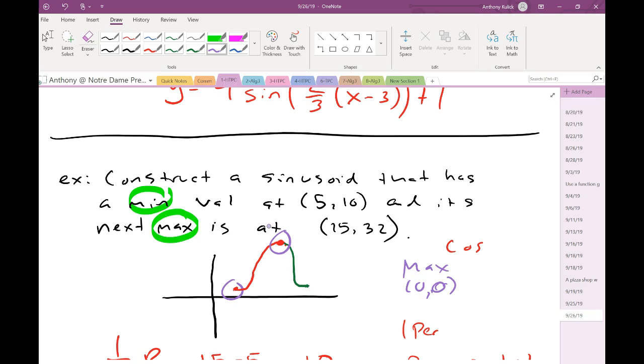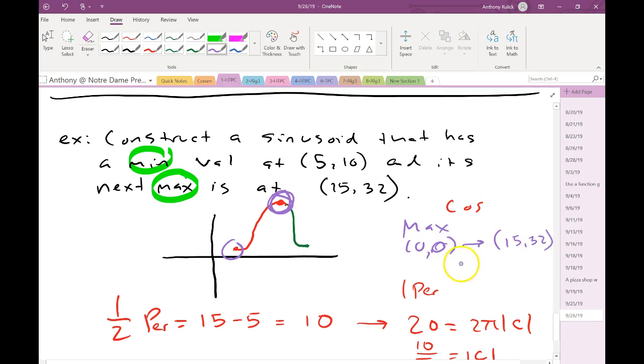Okay, so it doesn't matter if you map max to max or max to min, but if you go max to max, you need to make sure your A is positive. If you map max to min, you need to make sure your A is negative. I'm going to choose to map max to max because it just makes life a little bit easier. So what does that tell me then? A is positive and then H is 15.